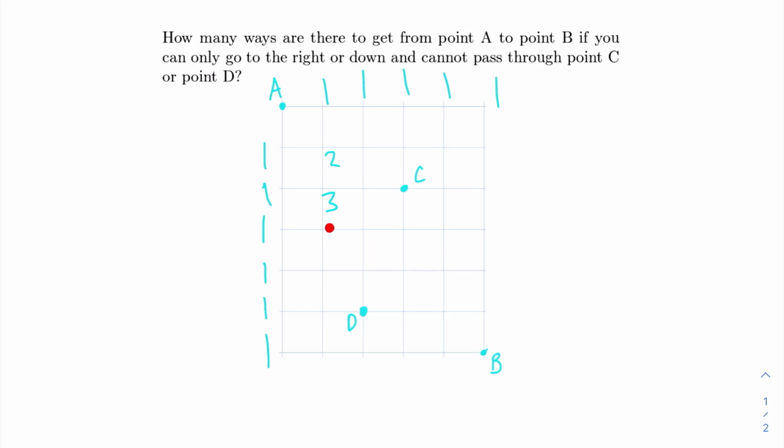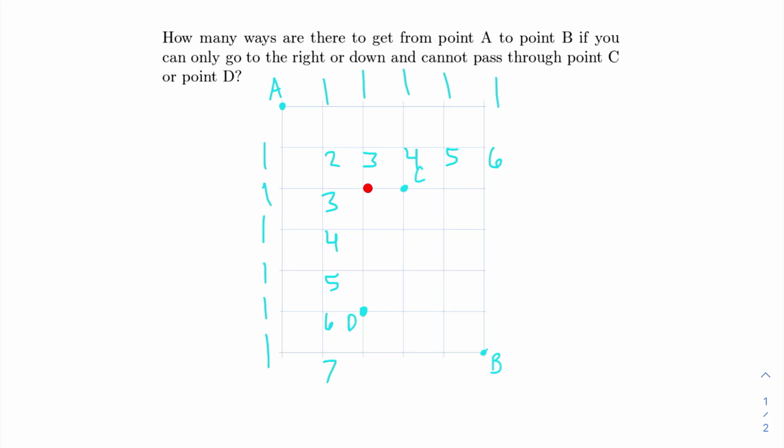Now how many ways are there to get to this point? Well, there's 3 ways to get to this point and then go down, and 1 way to get to this point and then go to the right. So there's 3 plus 1 ways to get here, which is 4. And we can keep doing this. There's 5, there's 6, there's 7 down here. This point, there's 1 way to get to here and then go down, and 2 ways to get to here and go to the right. So 2 plus 1 is 3, that's 4, that's 5, that's 6.